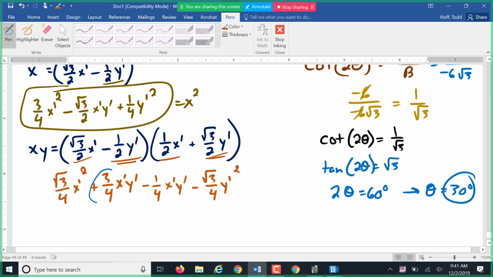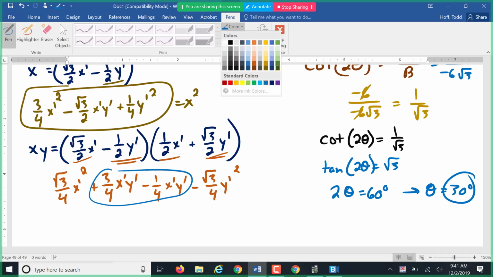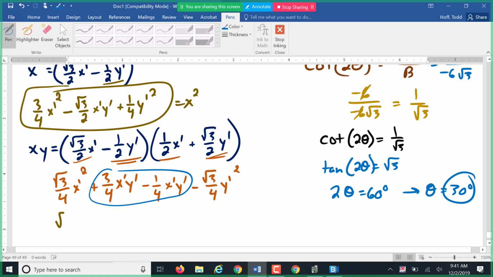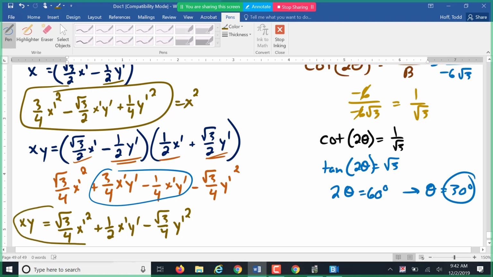Combining middle terms here, we got the square root of 3 over 4 x prime squared. 3/4 and negative 1/4 is 1/2 x prime y prime, and negative square root of 3 over 4 y prime squared. That is xy. And then we need to do y squared.